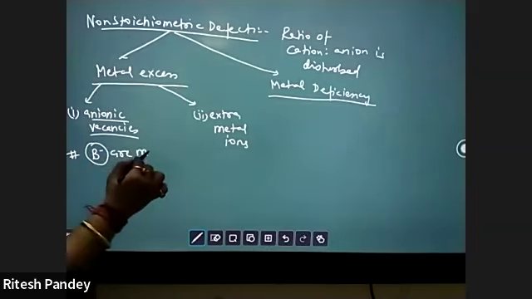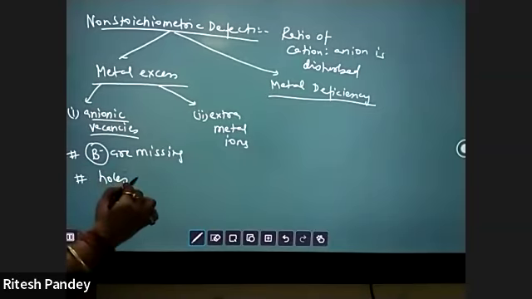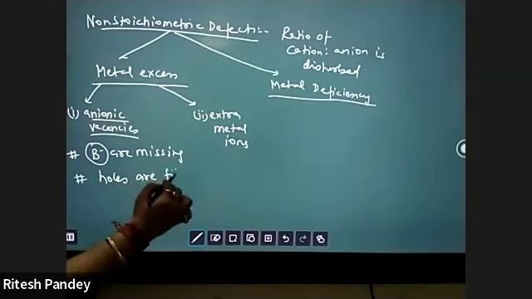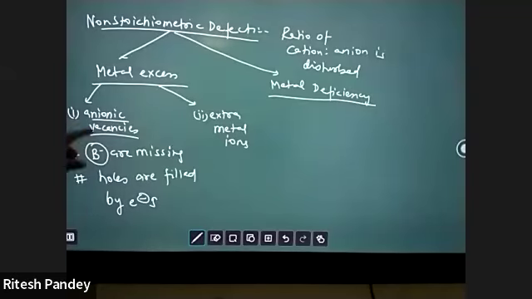are missing, anions are missing, and those spots are called holes. The spots where anions are missing, those holes are filled by electrons. This is called electronic neutrality. If you have anions missing, and this is again because of anionic vacancies, anions are missing and the corresponding holes are filled by electrons.